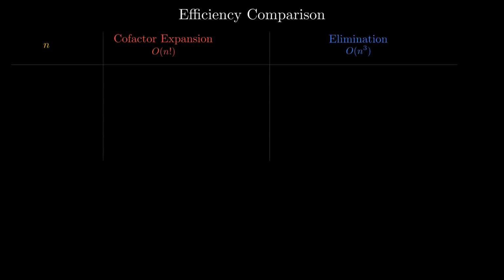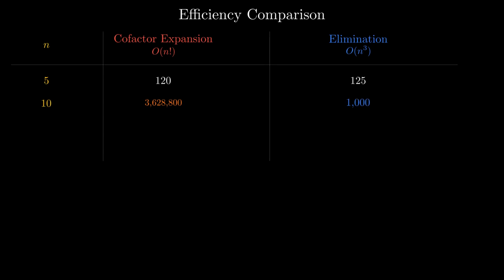Now let's appreciate the enormous efficiency gain that elimination provides. Cofactor expansion requires on the order of n factorial operations. Elimination requires only on the order of n cubed. Let's compare these side by side. For n equals 5, cofactor expansion takes 120 operations, while elimination takes 125. And they're actually comparable at this small size. But watch what happens as n grows.